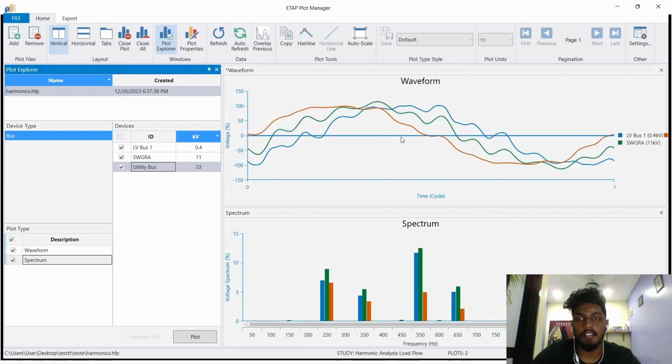So we can see much more detail in the waveform rather than just the data we saw earlier. So these are the waveforms for the LV bus, SGWRA, and also the utility bus. And this is the spectrum for the total harmonic distortions.